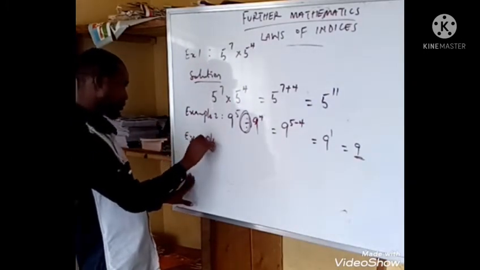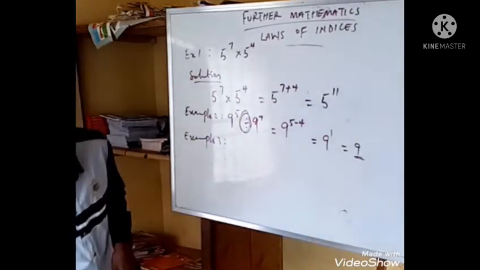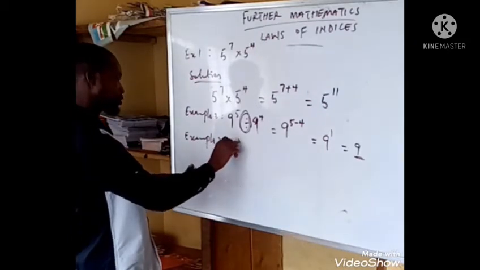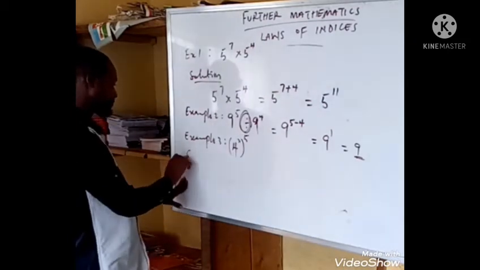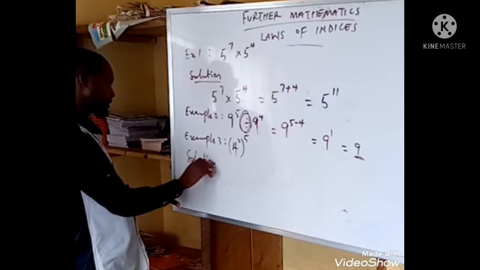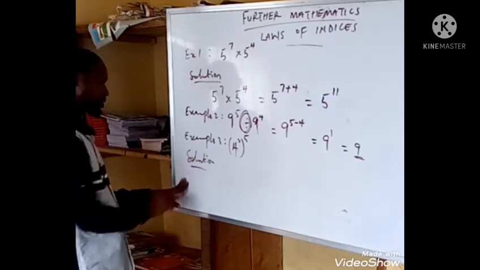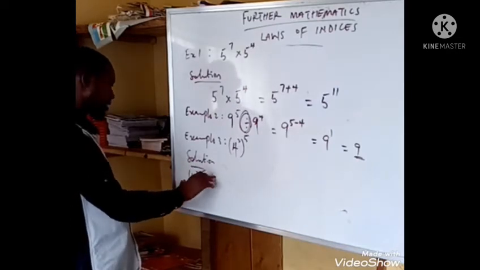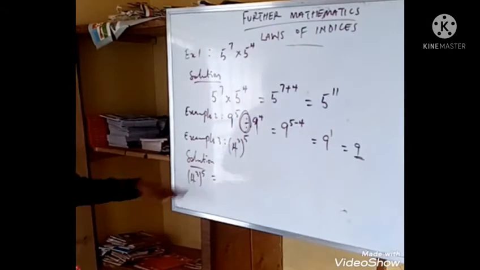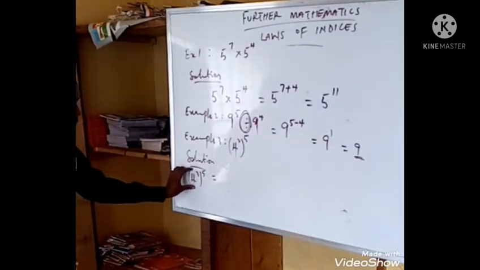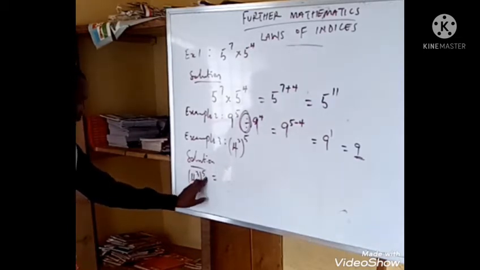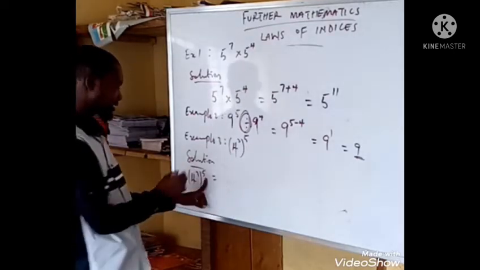That is example 3. By my example 3 here, what I have is 4 raised to power 3, raised to power 5. So to solve this, let's write the question: 4 raised to power 3 raised to power 5. When we look at this very well, we can see that it is saying that the number which I have here should be repeated this number of times. This number has to be written 5 times. So that will be a repetition.